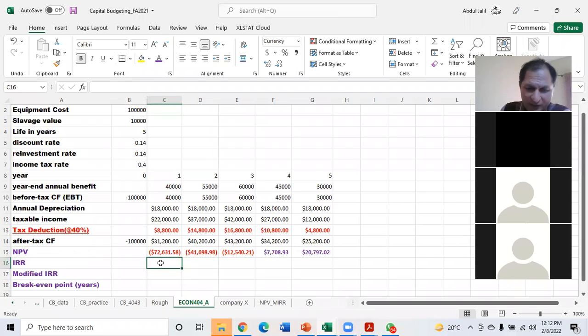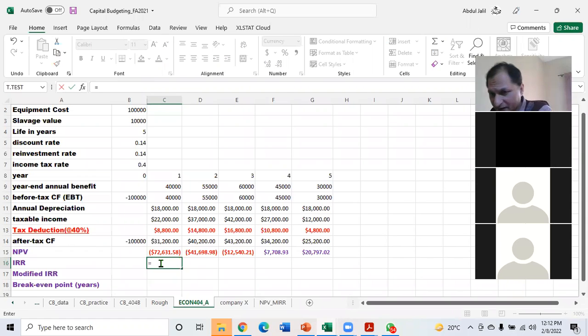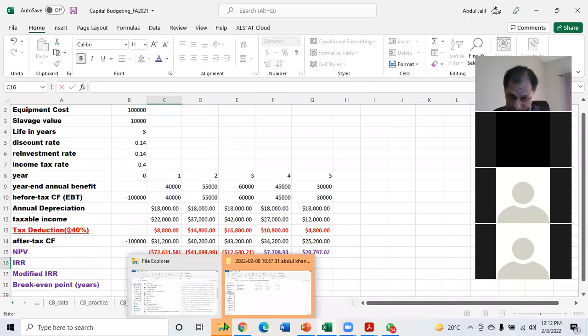Okay, then you will go for IRR. I think we should go for IRR in the next class, right? IRR, modified IRR and break even point, because all these things need to be there. And then we are going to apply various kinds of sensitivity analysis and scenario analysis. Now time is getting over, so I'm just going to take your attendance and then we will leave this class.